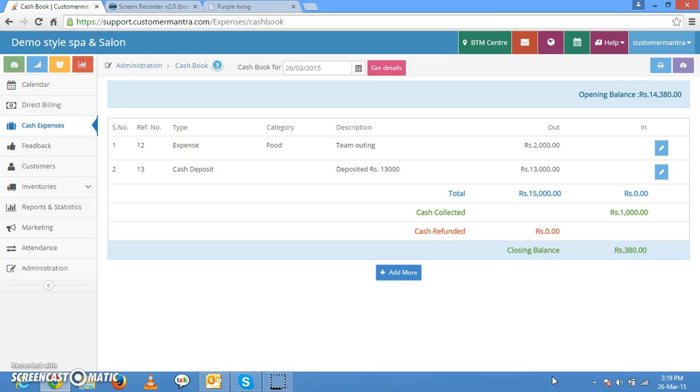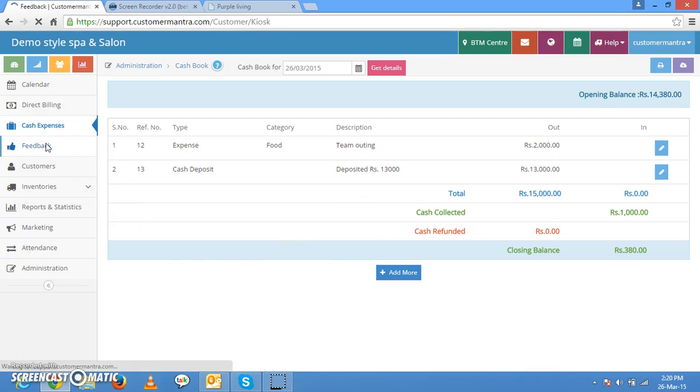At the end of the month, you could generate a report, based on daily reports or weekly reports or fortnightly reports or even monthly reports pertaining to your cash transactions: total cash collected, total cash spent, total cash deposited in the bank, and so on. All right, now let's move to feedback here.